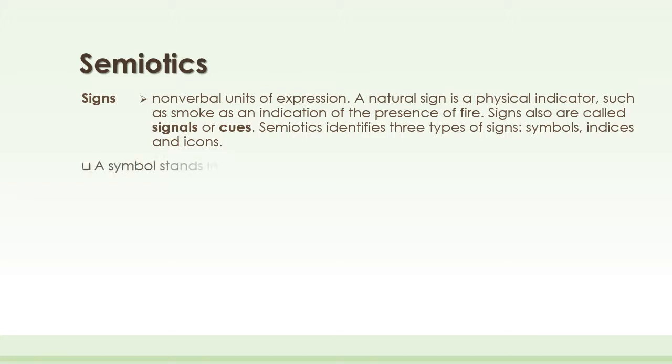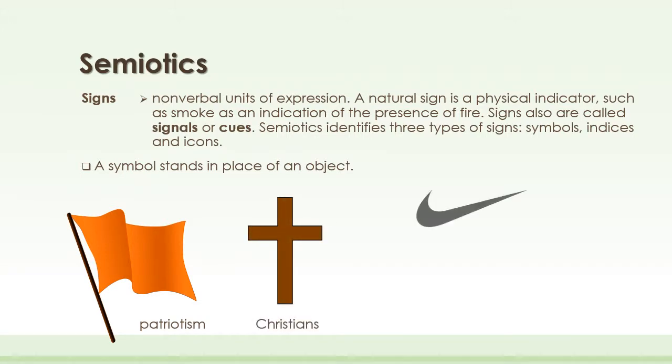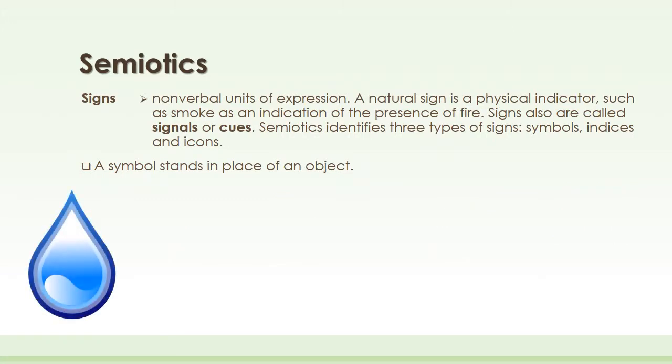A symbol stands in place of an object. It may be a physical object such as a flag standing for patriotism and national pride, a cross with strong religious meaning for Christians, even the Nike swoosh or the McDonald's arches. Or it may be a word or phrase such as Allahu Akbar, printed in Arabic on flags or headbands. Symbols often have a metaphorical quality, such as the symbol of water as a sign of life or purity, as in the ritual washing in religious ceremonies.